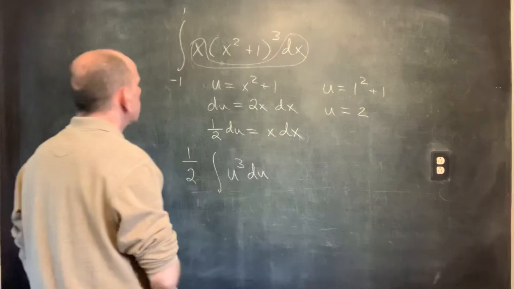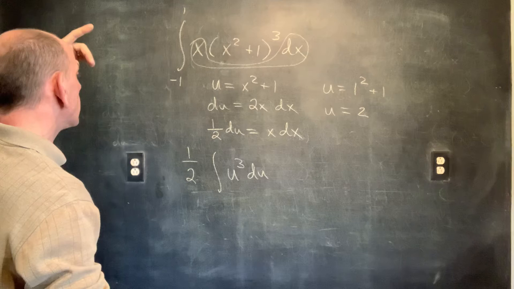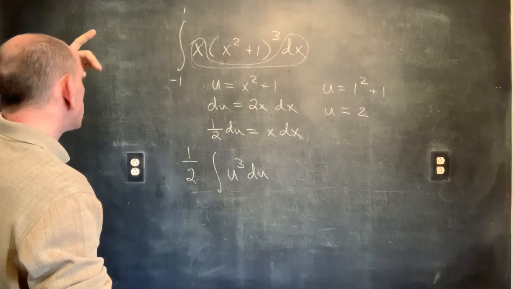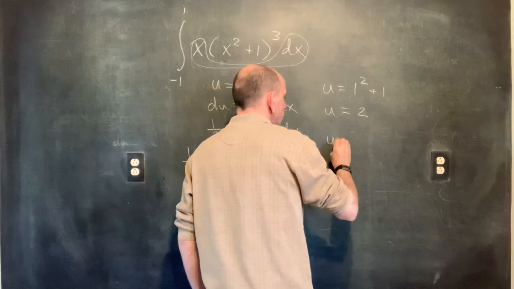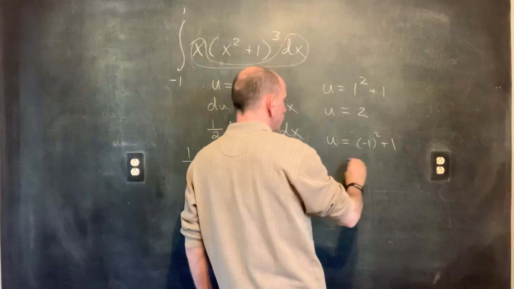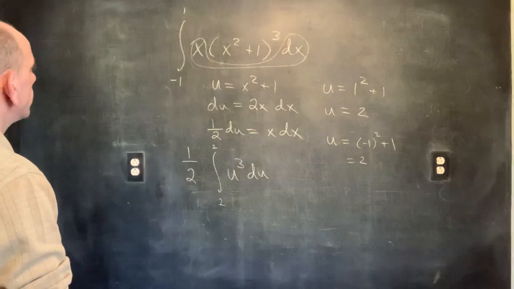Uh-oh, goodness, did I... Is that going to zero out? Do we have to use symmetry? Hang on a second. Let's see. If x is 1, then u is 2, and if x is negative 1, we have negative 1 squared plus 1, which is 1 plus 1, which is 2. That's the integral from 2 to 2. Sugar. That's just going to zero out, right? The integral from a to a is 0.